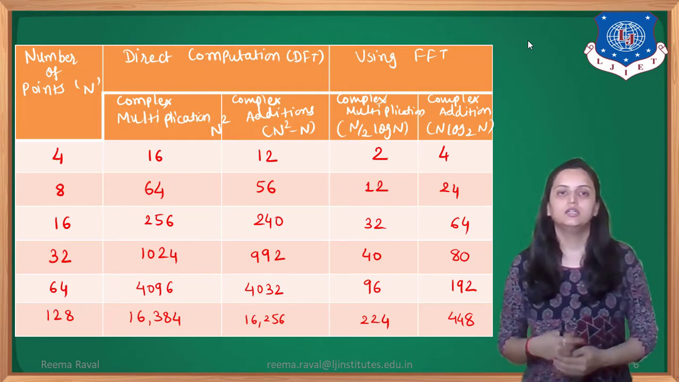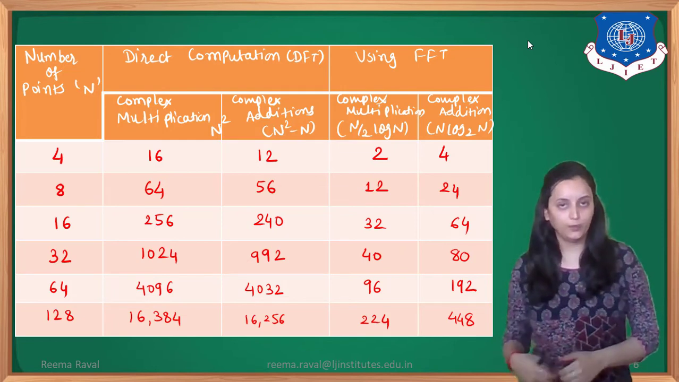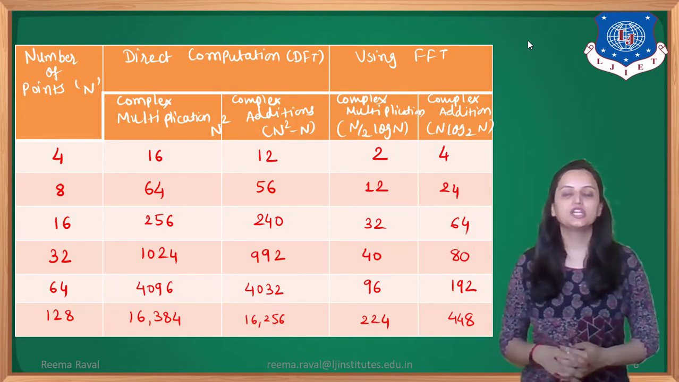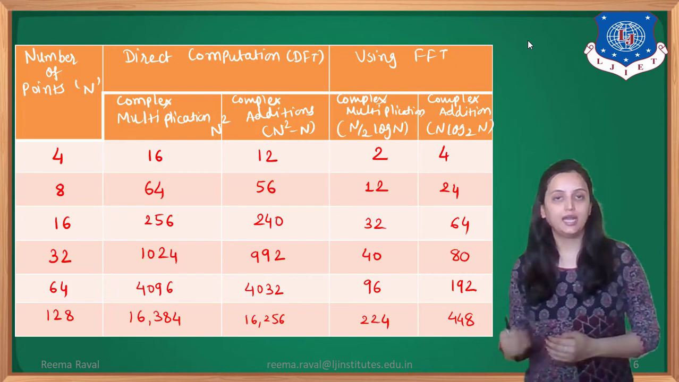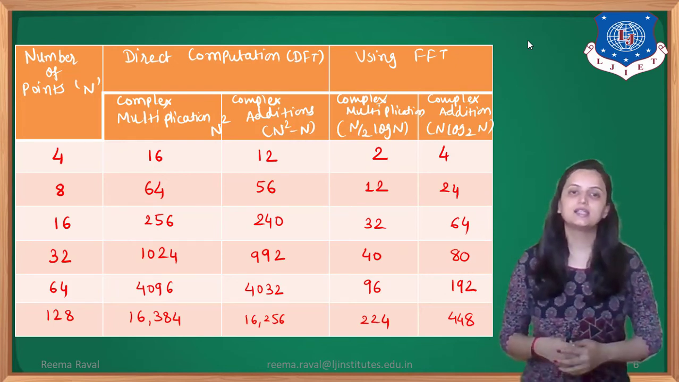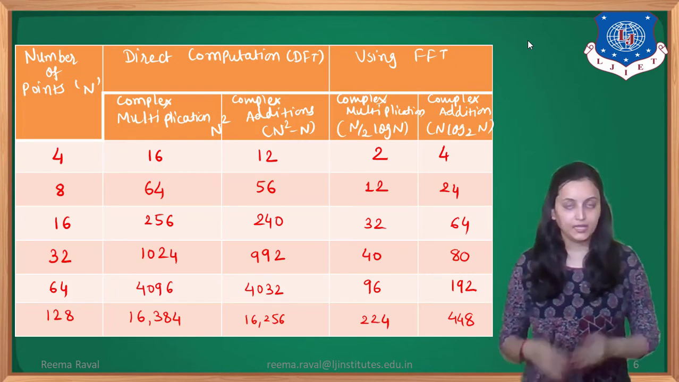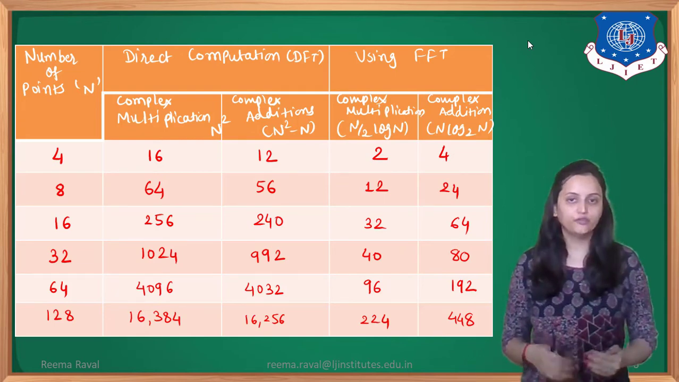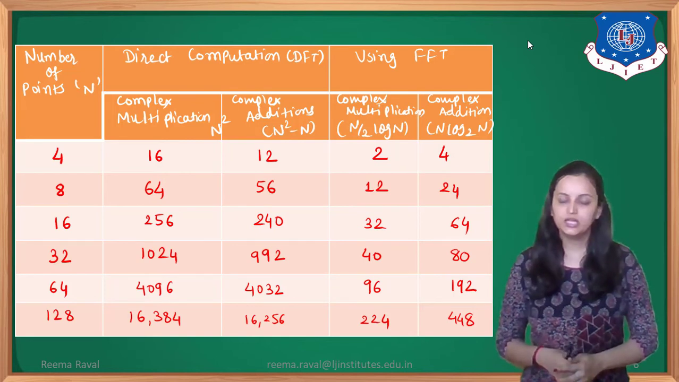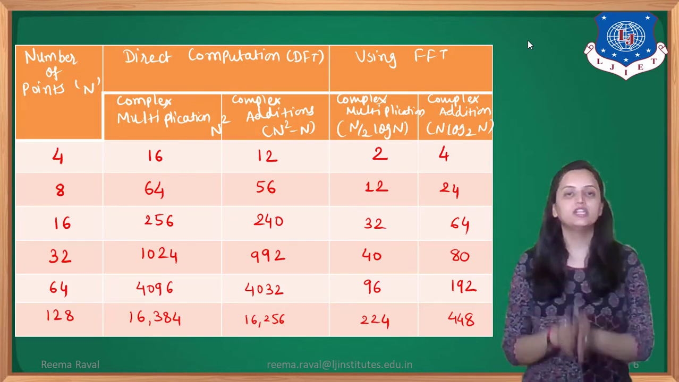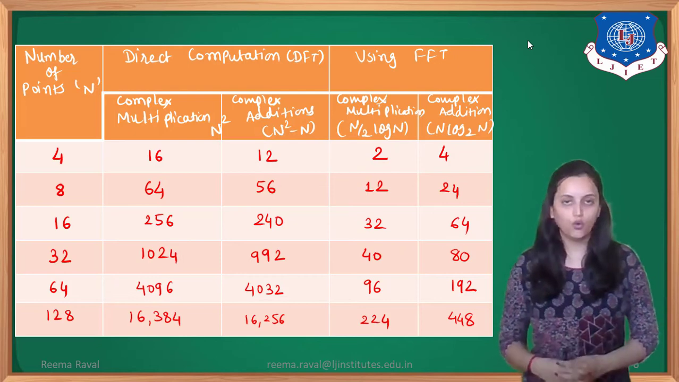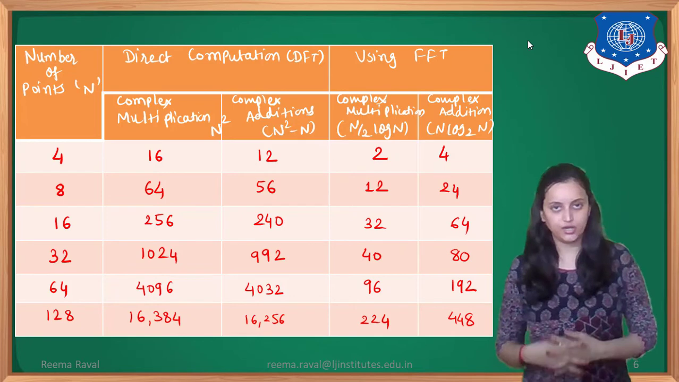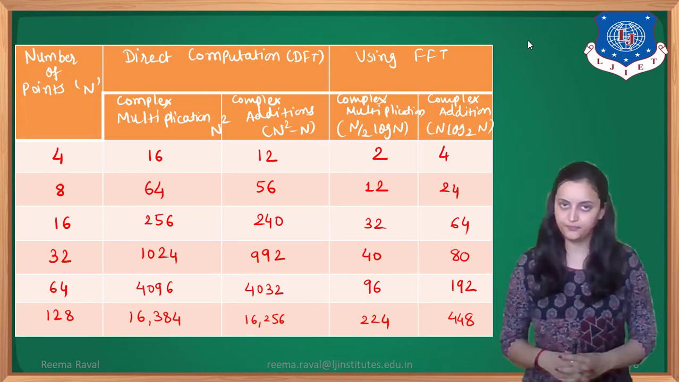Next is N equals 128, that is 128 points. For that, complex multiplications are 16,384 and complex additions are 16,256. If we compare this for the FFT case, it is 224 and 448 respectively, which is reduced drastically and which directly reduces the load on the Fourier transform based calculations, or as you can say, the load on the DSP processor.